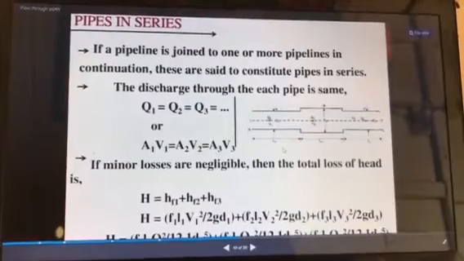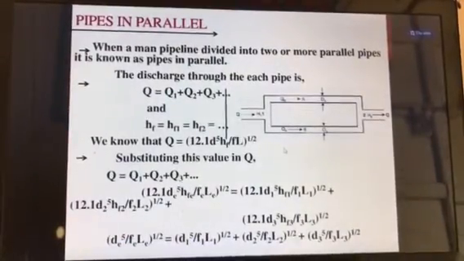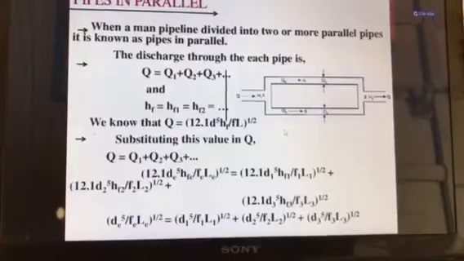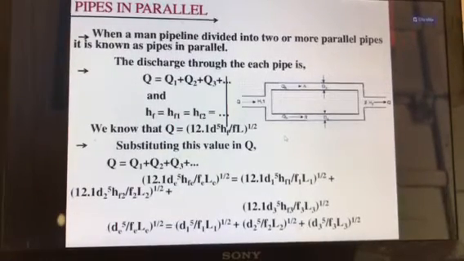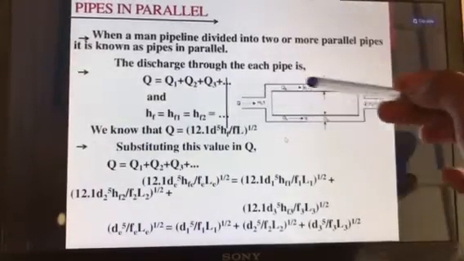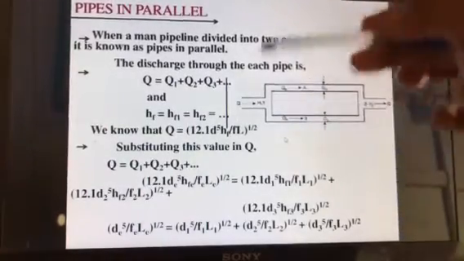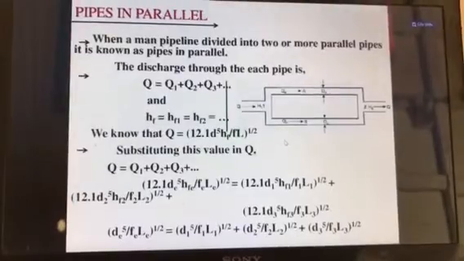Now next is pipes in parallel. When a main pipeline is divided into two or more parallel pipes, then it is known as pipes in parallel, because if this main pipeline is divided into two or more pipelines, then we can say that this is the concept of pipes in parallel.